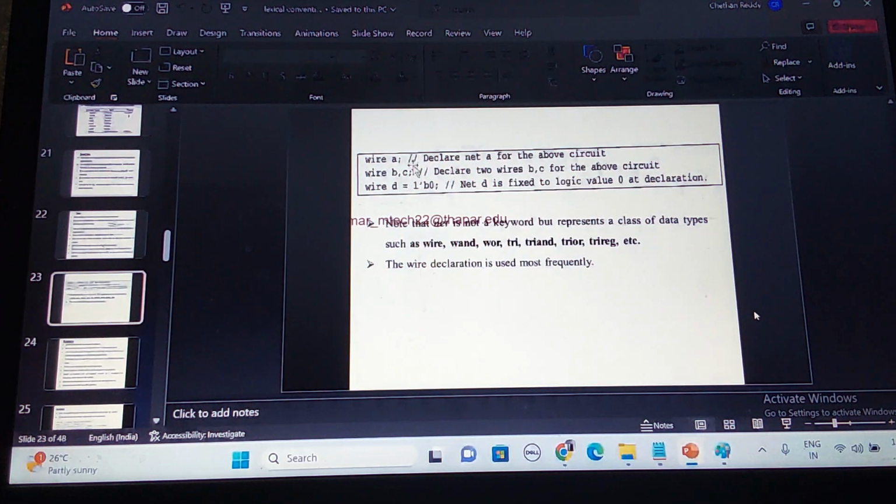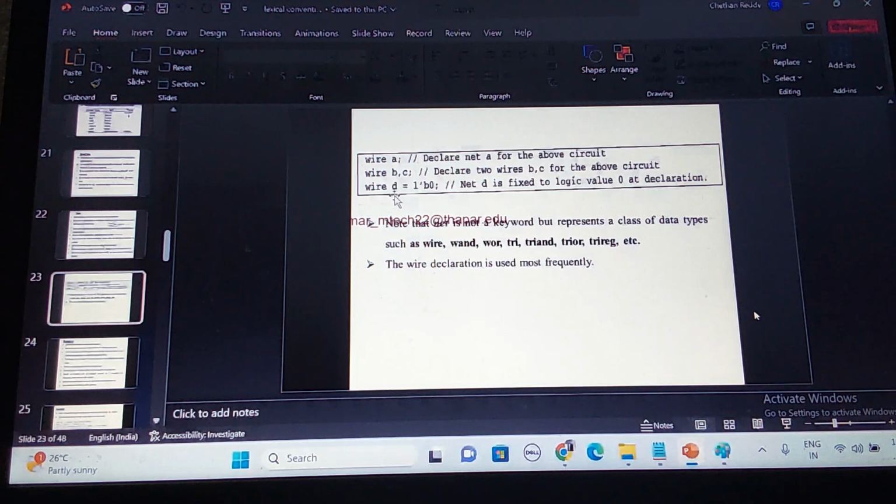Now if I'm writing wire B, C, this is declaring two wires, B and C, for the above circuit. And wire D = 1'b0. What is this 1'b0? It is a sized number specification. 1' means 1 bit, b means binary, and 0 means binary 0. We are assigning it to D. Now this net D is fixed to logic 0 at the declaration. So when you are declaring a net data type using the wire keyword, you can assign 0 at declaration. If you are not assigning, the default value is Z.